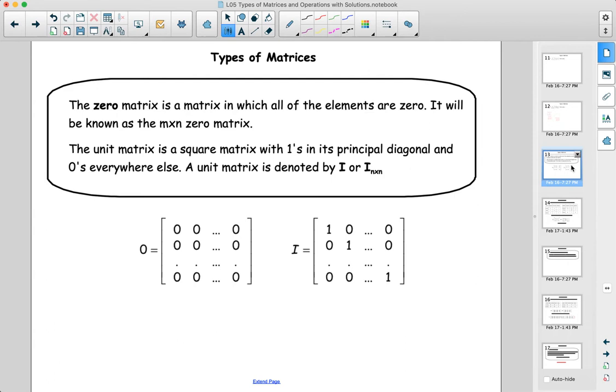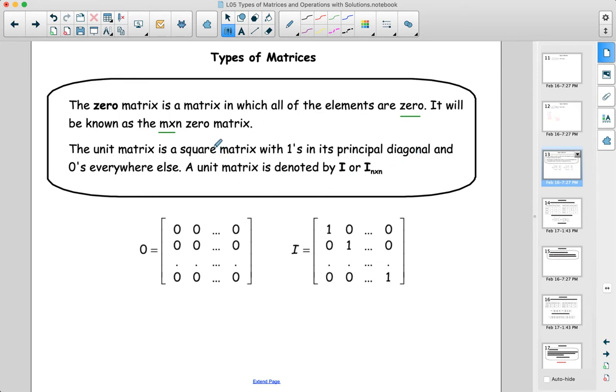All right, more definitions, the zero matrix. So the zero matrix is a matrix in which all of the elements are 0. It will be known as, once we have its dimensions, the M by N zero matrix. The unit matrix is not a matrix in which all of the elements are 1. It is a matrix in which the principal diagonal is 1 and everything else is 0.